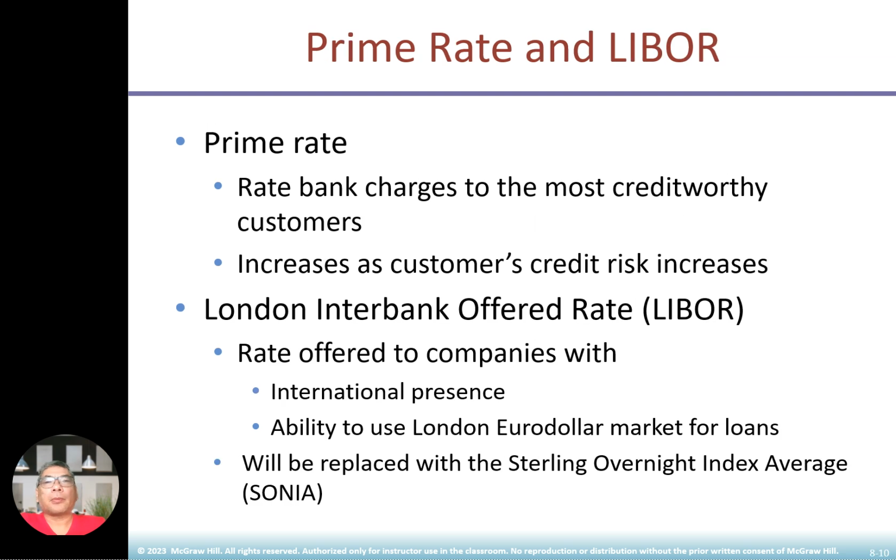And then the prime rate and LIBOR. The prime rate is the rate banks charge on the most creditworthy customers, and it increases as customer credit risk increases. LIBOR, the London Interbank Offered Rate, is offered to companies with an international presence, with the ability to use the London Eurodollar market for loans, and will be replaced by the Sterling Overnight Index Average, which is SONIA.